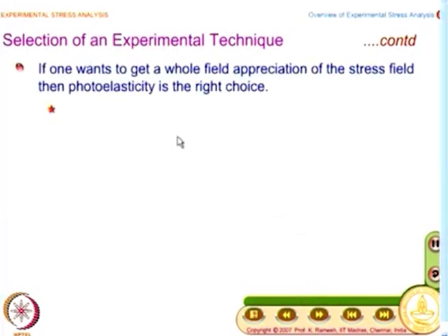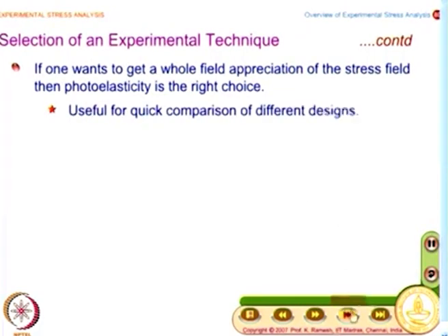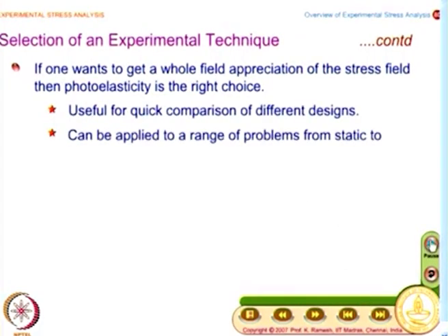Then what we have looked at first? We have also looked at in detail certain issues about using photoelasticity. Suppose I want whole field appreciation of the stress field, then photoelasticity is the right choice. We have seen this for a stress concentration problem, plate with a hole, plate with an elliptical hole, and then you also saw a crack problem, and you also saw the spanner in different designs. So, when I want to know what happens on the entire field, with photoelasticity you will be able to do it quickly.